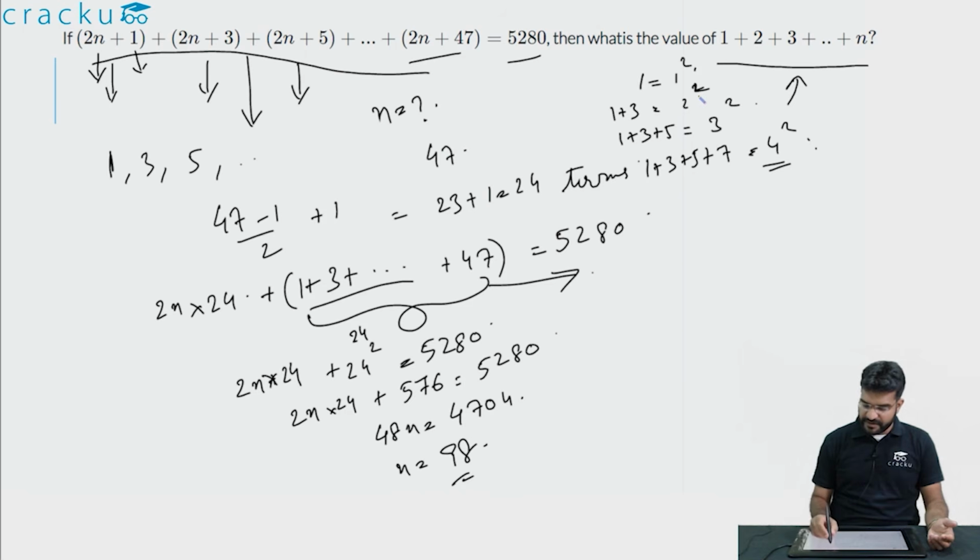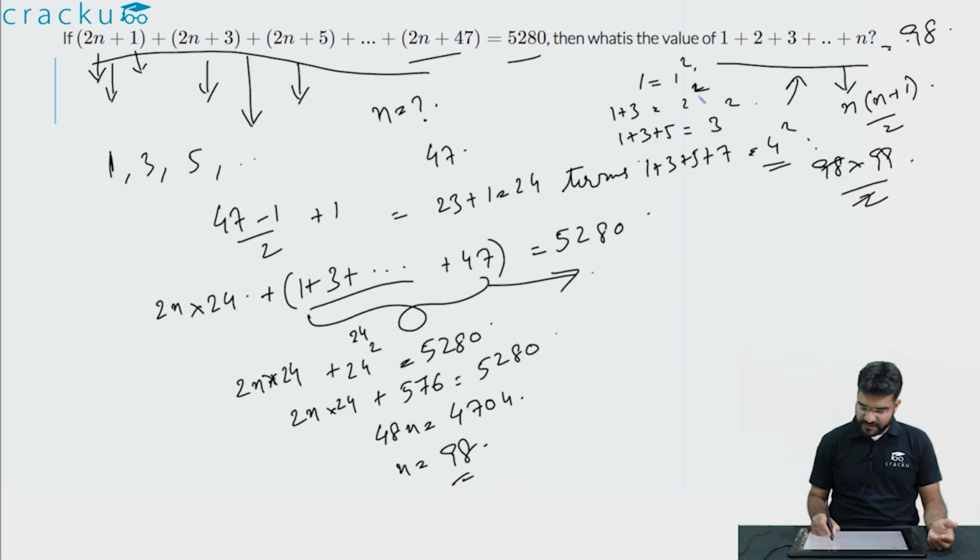Now what you are required to find out is 1 + 2 + 3 + ... till n. So the sum will equal n(n + 1)/2. This is the sum of the first n natural numbers. Here the value of n is 98. So you can just substitute 98 in this. So it will be 98 into 99 by 2. You can simplify 98 by 2 as 49. So the required answer is 99 into 49. You can calculate this, it will be equal to 4851.